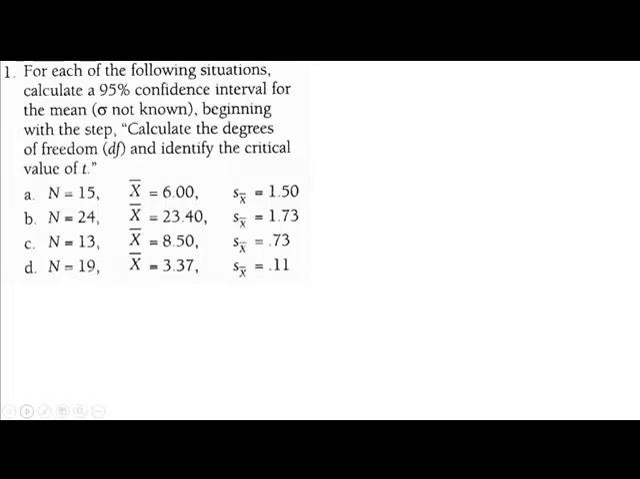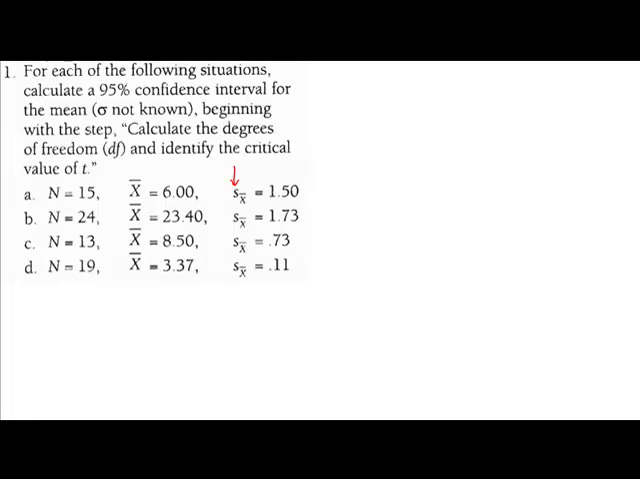So question number 1. For each of the following situations, calculate a 95% confidence interval for the mean. Sigma is not known. So we're going to have to use our sample standard error. Beginning with the step, calculate the degrees of freedom and identify the critical value of t. So hopefully you'll have your t-tables out. I do not have a t-table out, so I will have to use the book. Okay. Let's look at the first one.